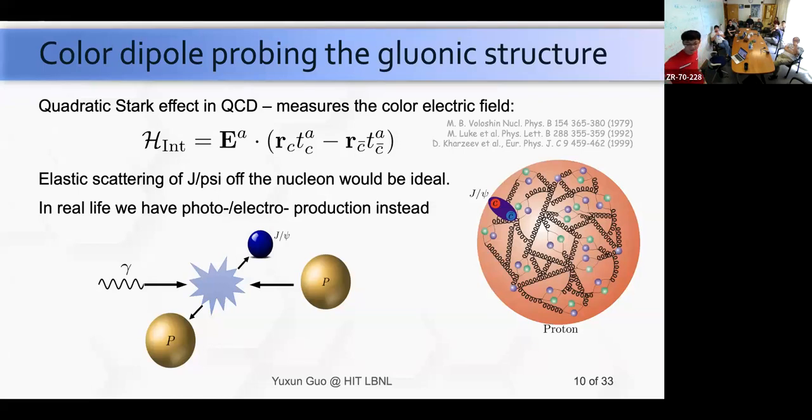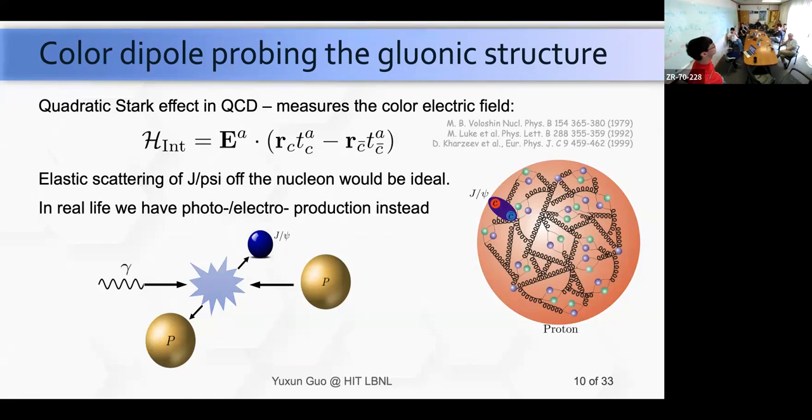That is, if we place a very small dipole in the proton, then their interaction basically measures the local E distribution, which is a color E field in the proton. Of course, to have that, you want to make sure that the dipole size is much smaller than the size of the proton. So in this sense, we prefer a very heavy dipole, so that its size is much smaller than the proton. In this case, we can use a very heavy quarkonium as a color dipole to probe the gluonic structure in the nucleon.